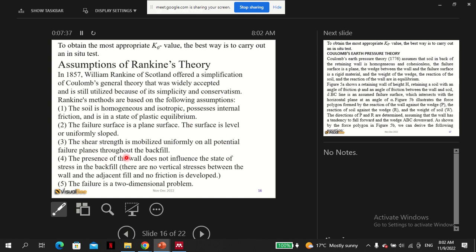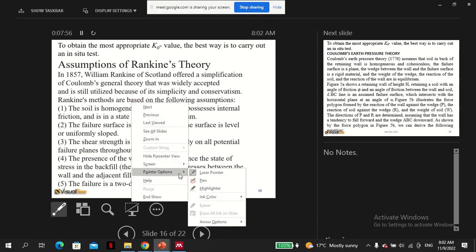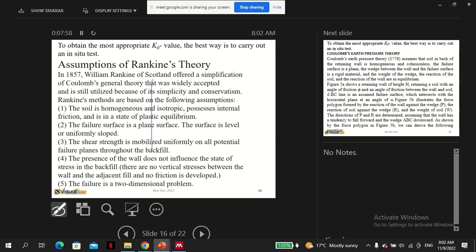Number three, the shear strength is mobilized uniformly on all potential failure planes through the backfill. The presence of the wall does not influence the state of stress in the backfill. The failure is a two-dimensional problem. So in a nutshell, the assumptions of Rankine are like this.